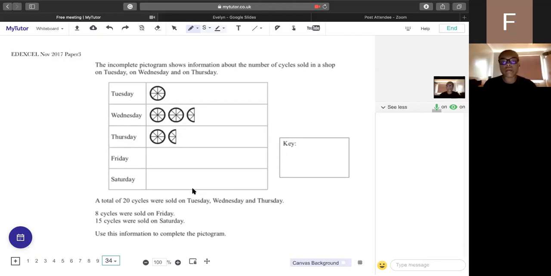So first of all, one thing which a lot of students didn't notice was that you had to fill out this key as well. The key is part of the pictogram, so don't forget that.